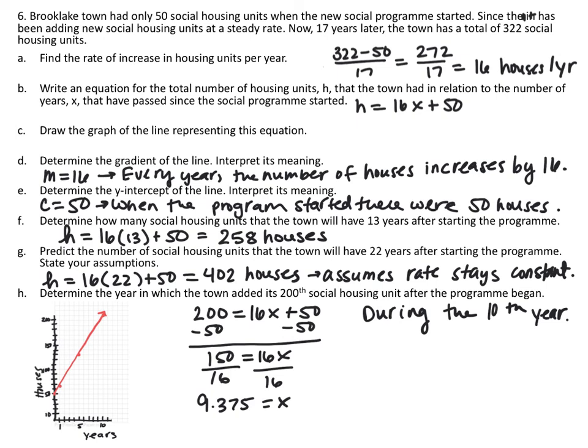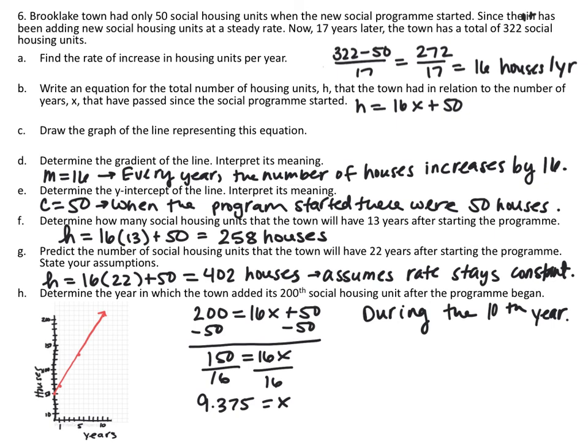For part F, determine how many social housing units there will be after 13 years. So years is x, so I plugged in 13 for x. 16 times 13 plus 50, there were 258 houses after 13 years. And then part G, it says predict the number of social housing units there will be after 22 years. So again, same thing, I plugged in 22 for x. 16 times 22 plus 50 is 402. State any assumptions, so this is assuming the rate stays constant because it's after what we're looking at.